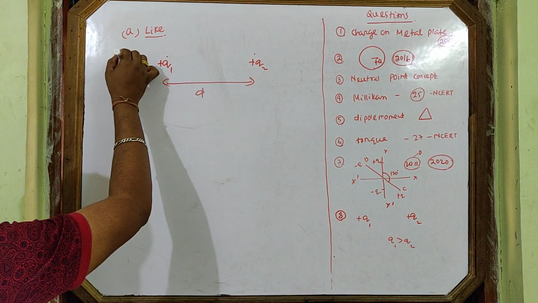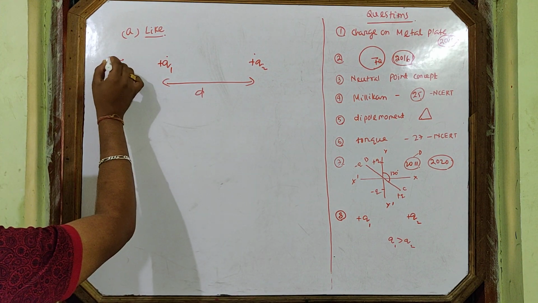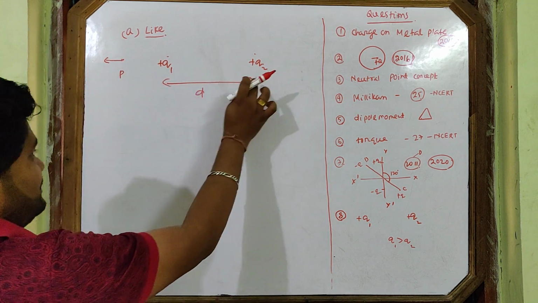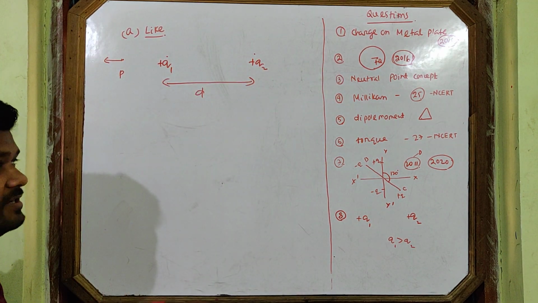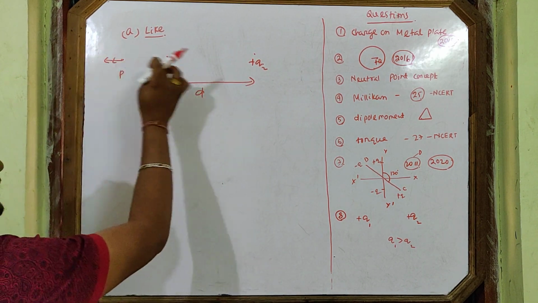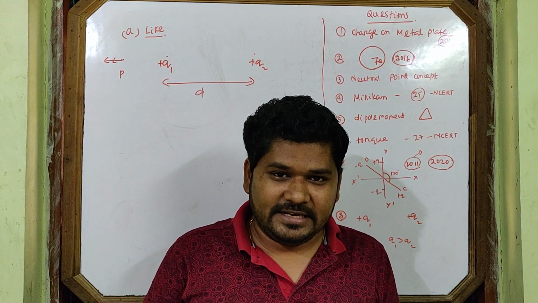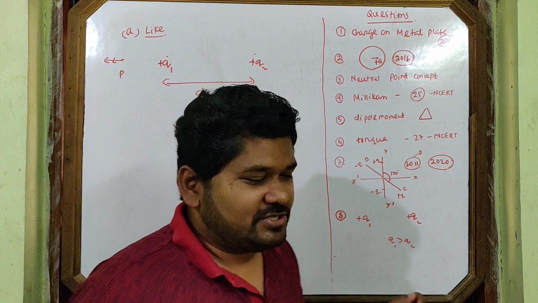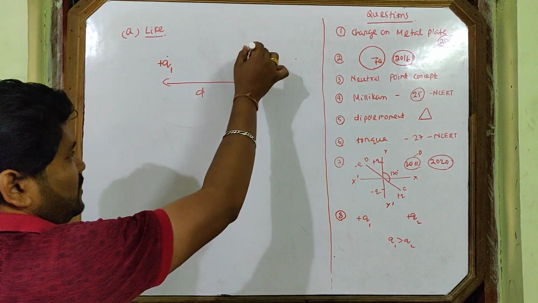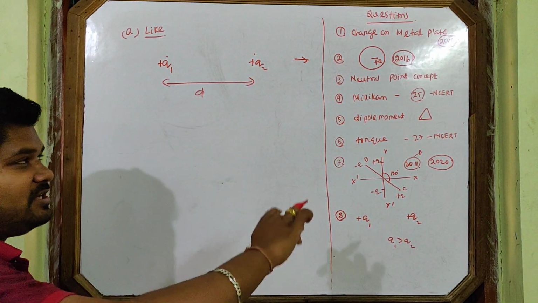If I take the point here, this plus q1 electric field will be in which direction? Away. Now at this point, the plus q2 electric field will be where? The plus q2 electric field also will be away. Q1 electric field is away, q2 electric field is away, both are in the same direction. Is there any chance of cancelling? No chance of cancellation. So the neutral point cannot lie here. If I take the point here, the plus q1 electric field will be away on this side, and the plus q2 electric field also will be away on this side.